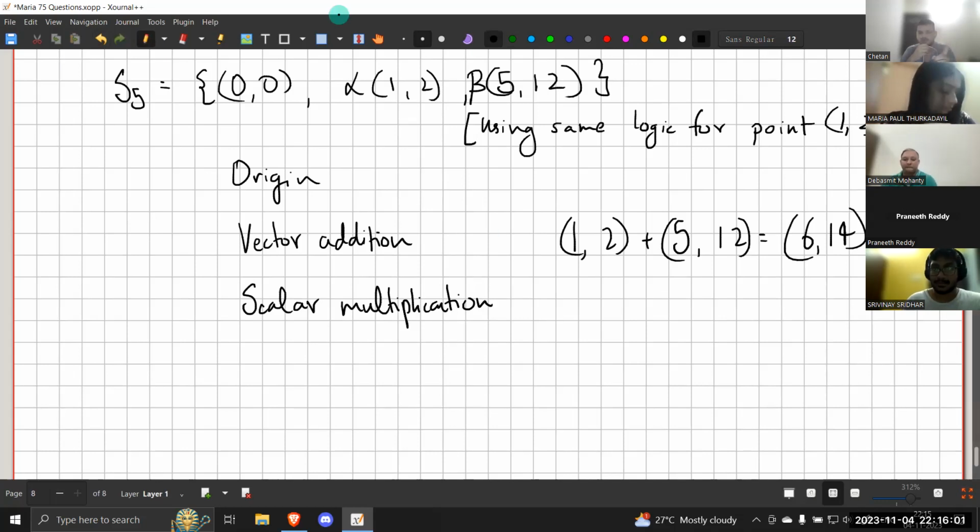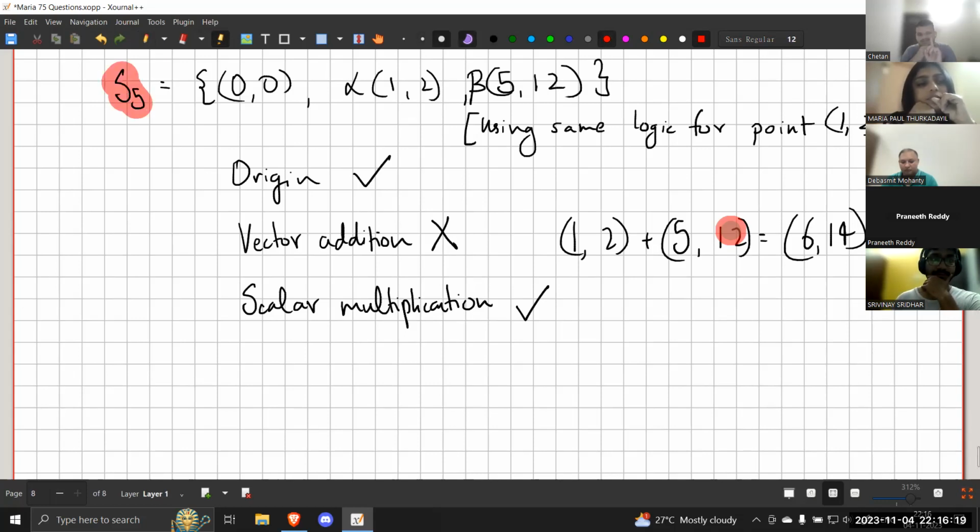Origin is part of it. Vector addition does not satisfy. What if I do scalar multiplication? It will satisfy because if you multiply anything with 0, it will give you 0. Alpha times 1, 2 is already part of it, and beta times 5, 12 is already part of it. It just does not satisfy one condition, that is vector addition.